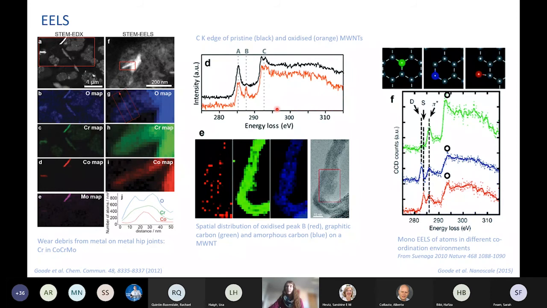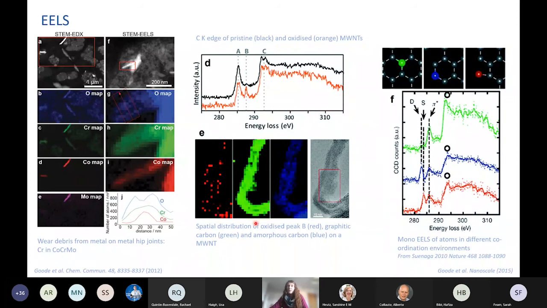So this is an EEL spectrum of a carbon K-edge of a multi-wall carbon nanotube. The black line is of the pristine sample and the red line is of the oxidized sample. And you can see very clearly here that there is an extra peak in the oxidized sample. You can then map that across your nanotube. And so on the left-hand side, all the red dots are where the oxygen was picked up.